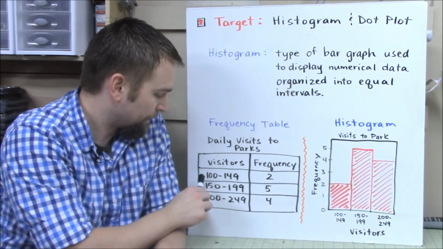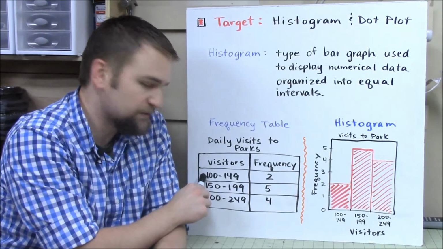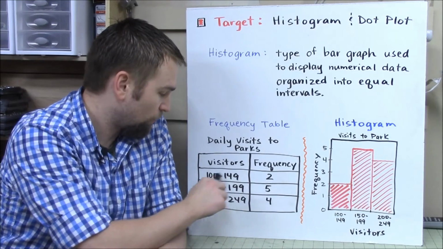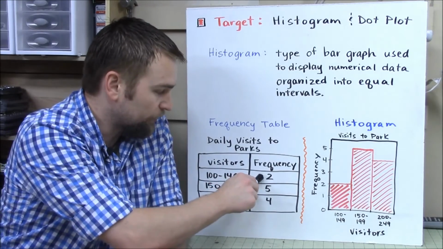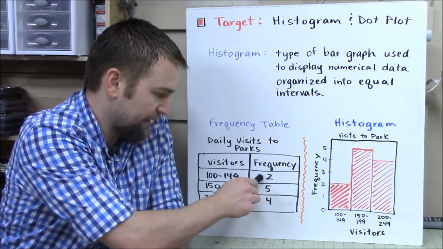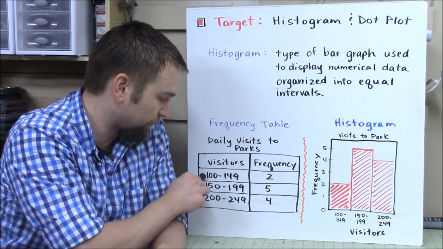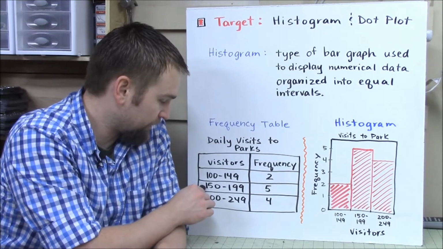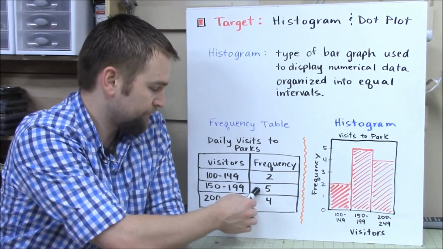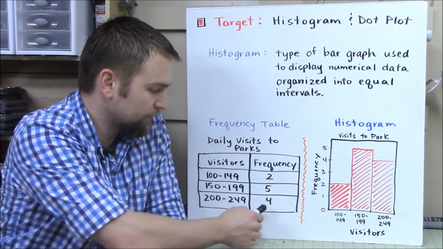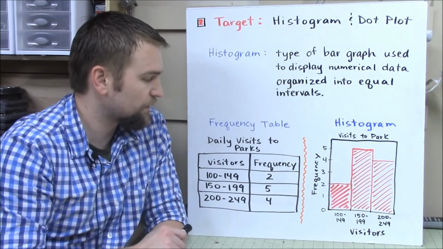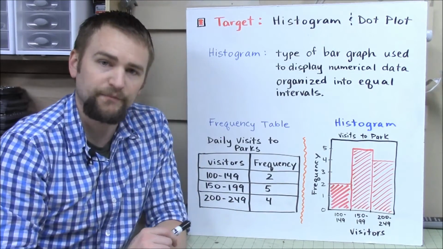So what this does is I'm putting these intervals in place. Any data that happened between 100 to 149, I would mark that down as a 1. So in this case, you can see the frequency is it happened 2 times. So there are 2 pieces of data within this range. Down here we have 150 to 199. There are 5 pieces of data. And then 200 to 249, we have 4 pieces of data. So this is a nice way to organize the random data that you get into a table.